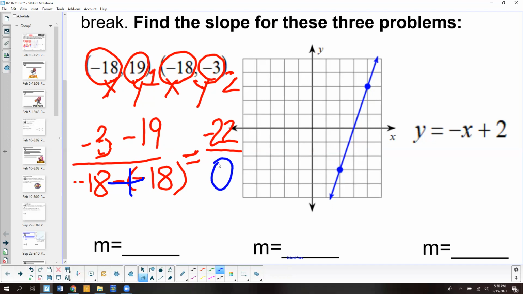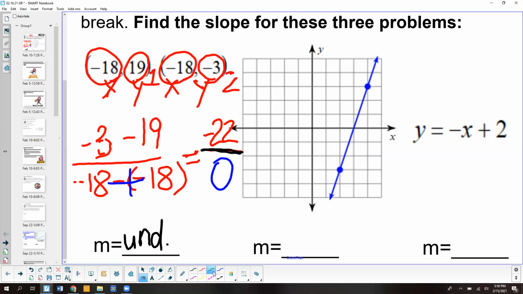So our slope is going to be -22 over 0. Now we talked about this in class. When we've got that bar right there, that represents division. So we can simplify that. Whenever we've got 0 on the bottom, you can't divide by 0. So if you typed in -22 divided by 0 in your calculator, you would get a divide by 0 error. Whenever you get that, remember it's just undefined. And I'm just going to write that for now because my pen's being weird today.